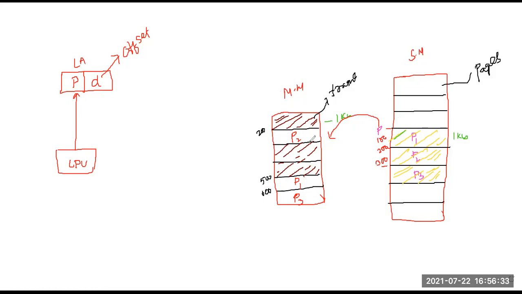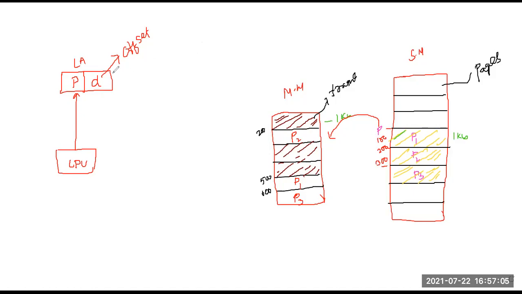So pages are stored in different frames. The program which is stored continuously in secondary memory is now stored in a non-continuous manner in main memory, and both of them have different address locations.